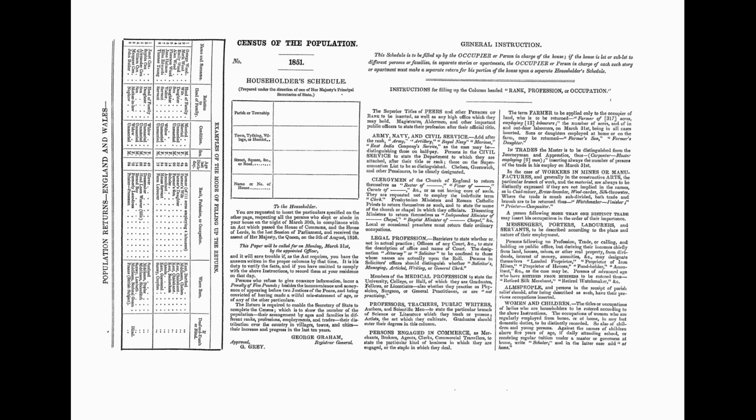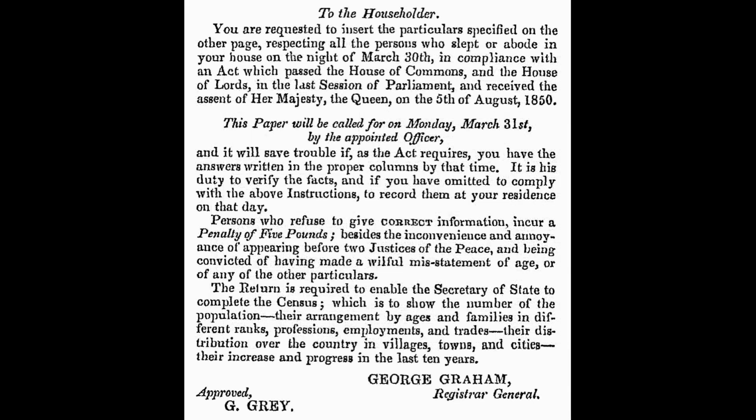And this is what was printed on the sheet which accompanied the householder schedule that was used for the 1851 census. "To the householder, you are requested to insert the particulars specified on the other page respecting all the persons who slept or abode in your house on the night of March the 30th." It goes on to say, "This paper will be called for on Monday, March the 31st by the appointed officer, and it will save trouble if, as the Act requires, you have the answers written in the proper columns by that time."